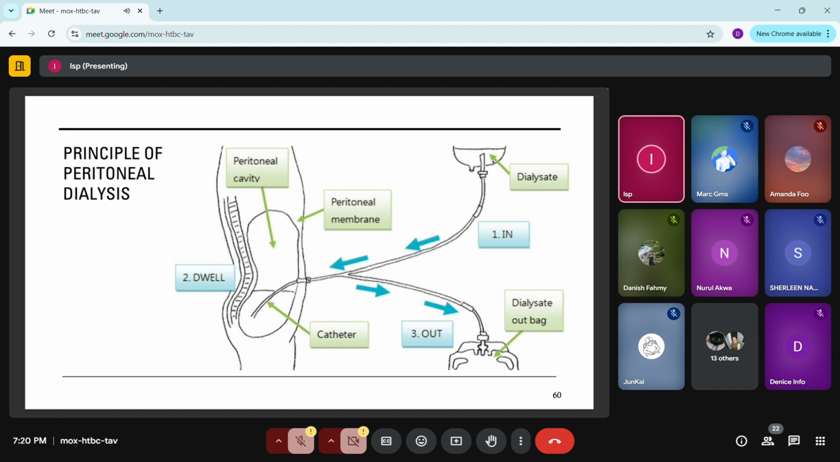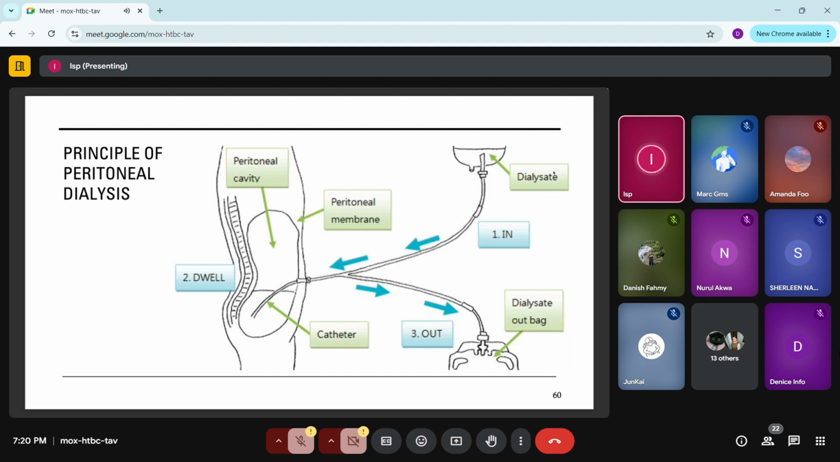Usually this dialysate is slightly hypertonic. Usually the sodium will be higher, the sugar content will be higher. So you put it inside the peritoneal cavity. Remember your chemistry: water always flows from a more diluted hypotonic to a hypertonic environment, right? So the dialysate is always hypertonic, it's just that there are different concentrations of it.